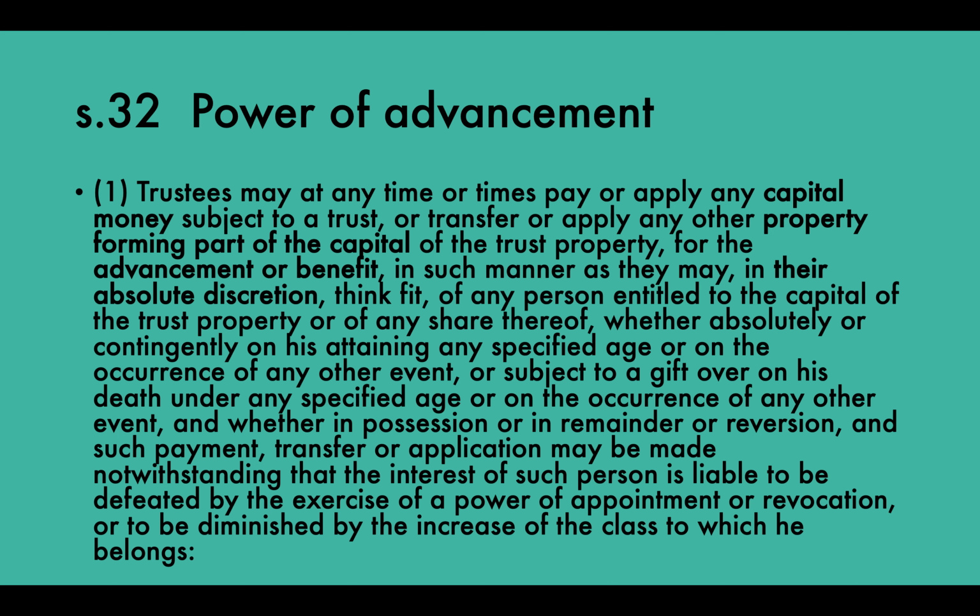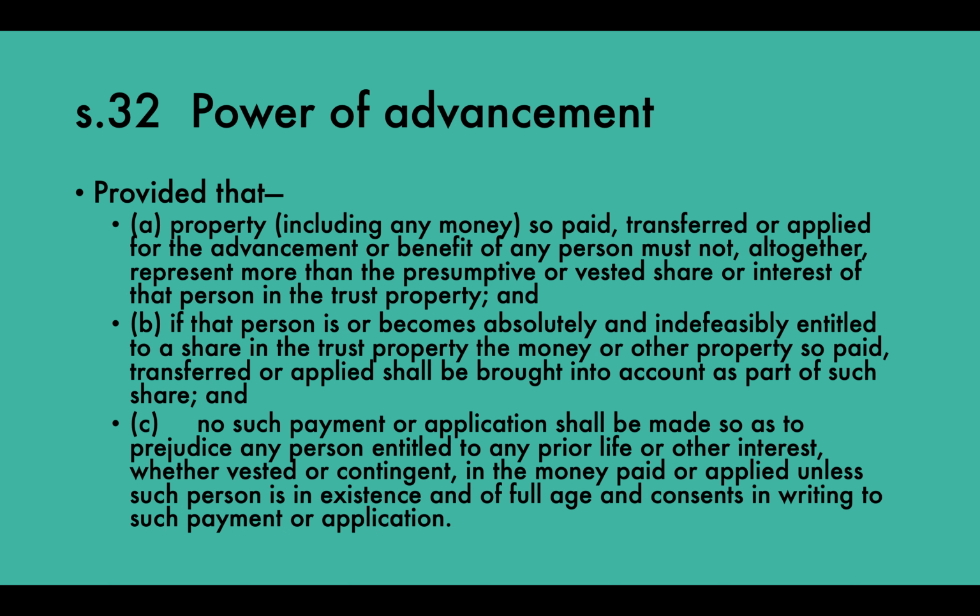Now, the trustee can make an advancement provided that property, including any money so paid, transferred or applied for the advancement or benefit of any person, must not altogether represent more than the presumptive or vested share or interest of that person in the trust property. So this says that the trustees must not advance more than the beneficiary's whole presumptive or vested share or interest. So previously, before October 2014, the trustees could not advance more than half the beneficiary's presumptive interest.